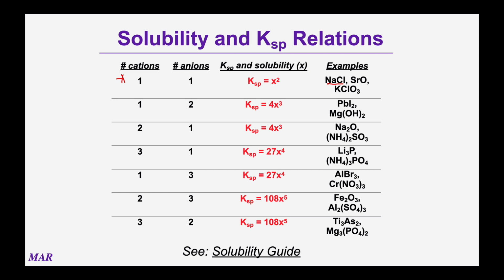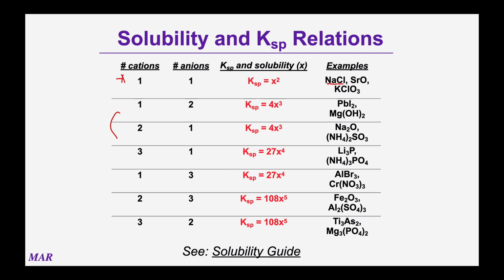Now, the next two are very similar. If you have one cation and two anions, like PbI2, or if you have two cations and one anion, then KSP equals 4 times x to the third power. So in the last example we were looking at, I think it was lead II iodide, PbI2, if we had the solubility to the third power times 4, that's going to be a great way to find KSP. And again, that works for any time you have two cations and one anion, or one cation and two anions.